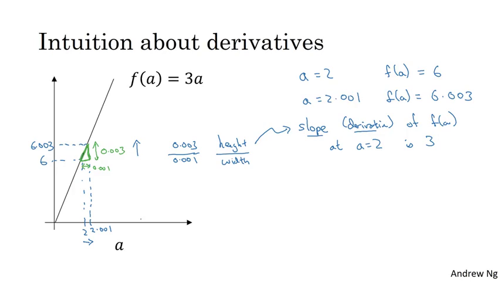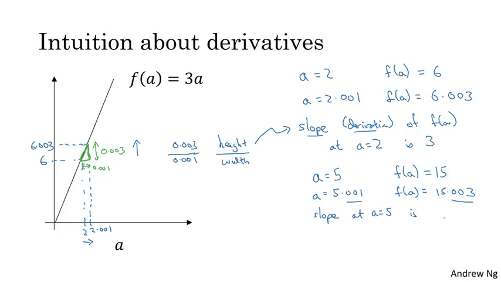Now let's look at this function at a different point. Let's say that a is now equal to 5. In that case, f of a, 3 times a, is equal to 15. So let's say I again give a nudge to the right, a tiny little nudge, so it's now bumped up to 5.001. f of a is 3 times that, so f of a is equal to 15.003. And so once again, when I nudge a to the right by 0.001, f of a goes up 3 times as much. So the slope, again, at a equals 5, is also 3.